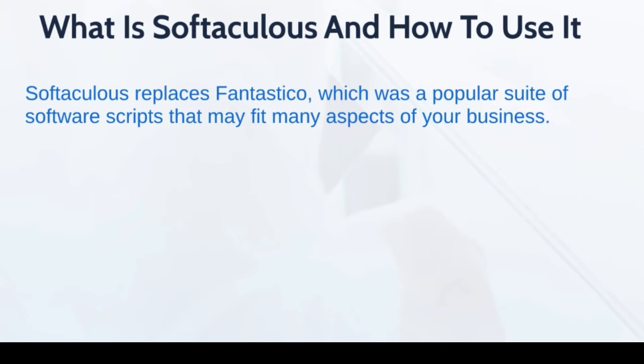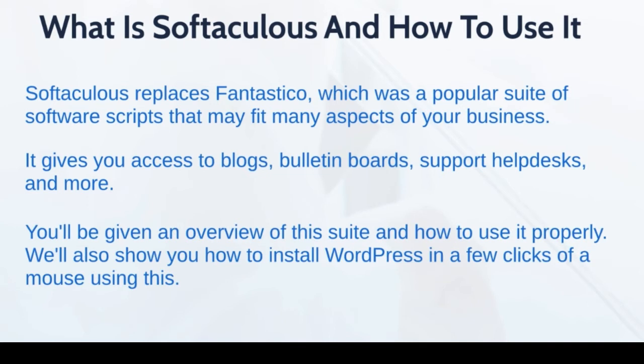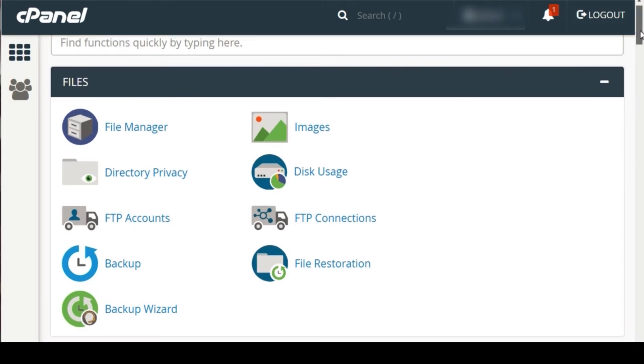There are a lot of different free scripts that you have access to that you do not have to spend extra money for. They're all built in. In other words, Softaculous gives you access to things like WordPress, blogs, bulletin boards, even support help desk, and more. In this lesson, you'll be given an overview of this suite and how to use it properly. We'll show you how to install things like WordPress with a few clicks of your mouse.